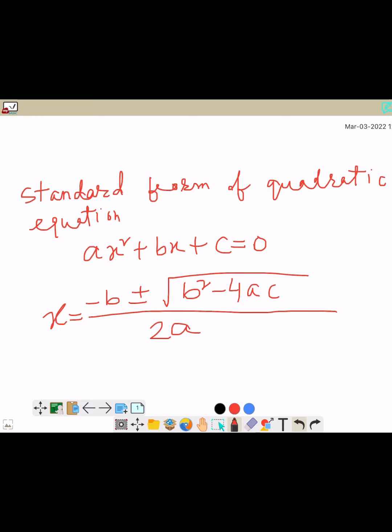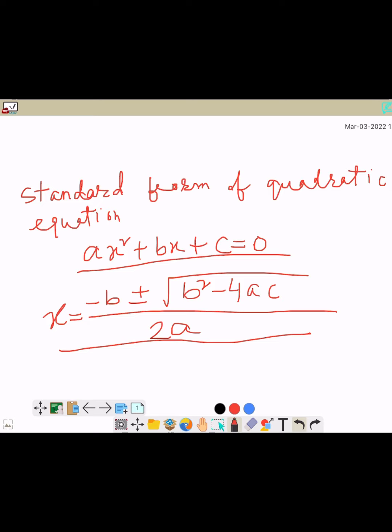With this formula you can solve any quadratic equation in the world, anywhere. If you are asked to solve any quadratic equation, then you can use this formula. So this is the standard format of the quadratic equation, and this is the solution: x is equal to minus b plus minus root over b square minus 4ac divided by twice a.